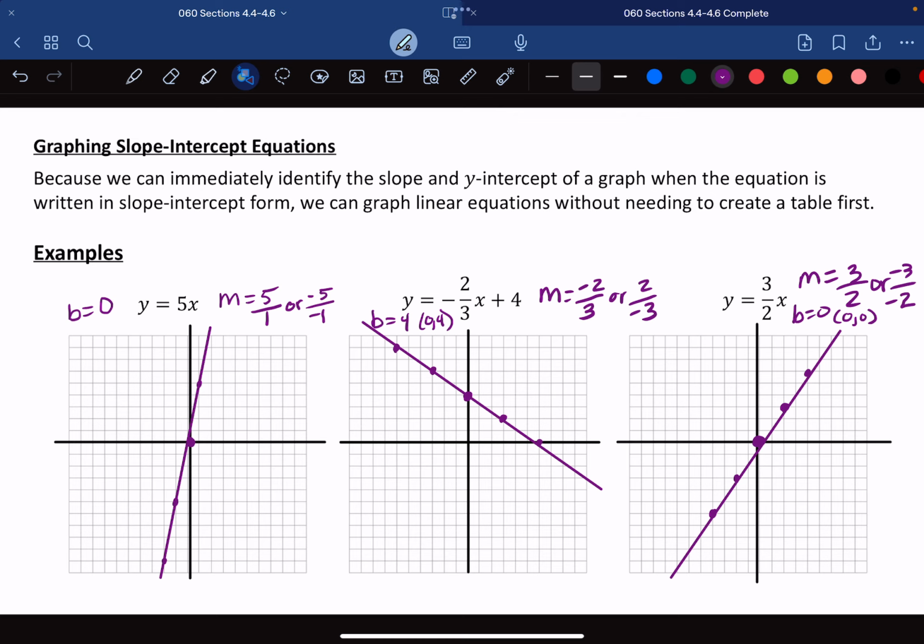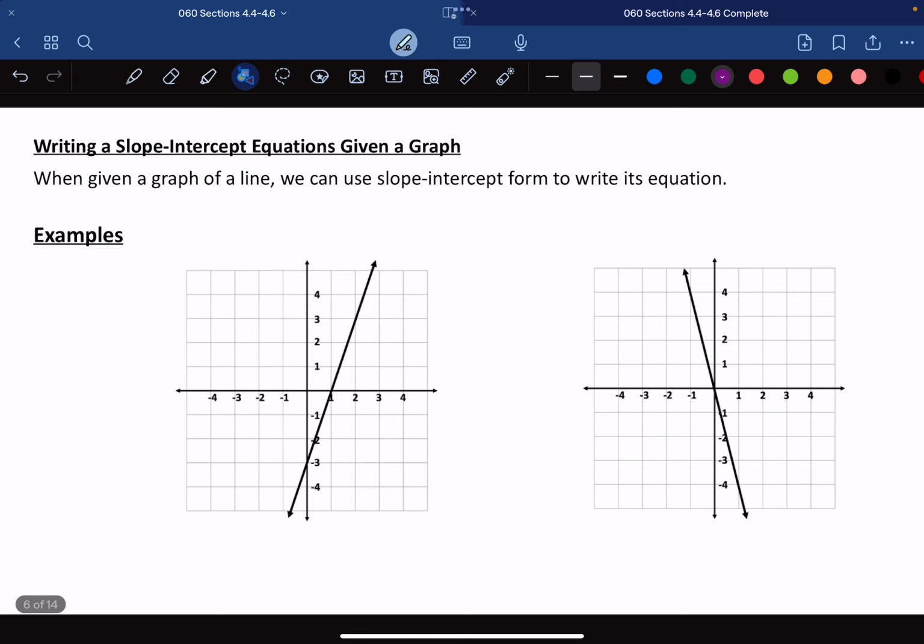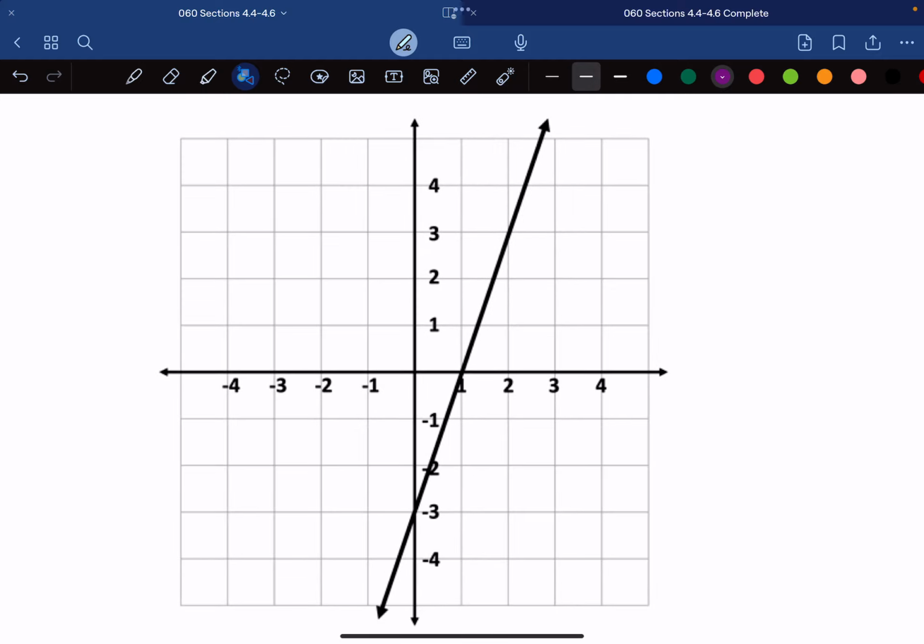Once you kind of get the hang of graphing from the equation, you can actually do this in reverse. If you're given a graph, you can reverse that and write the equation from a graph. So this is a graph. We're going to identify the slope and the y-intercept from this graph and write the equation. So I need to know what is my m and what is my b. And once I know that information, I can write my equation y equals mx plus b.